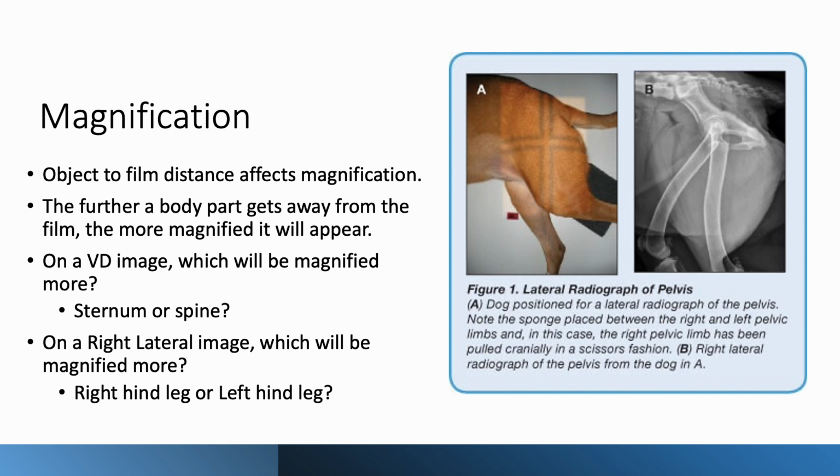What about a right lateral? Which will appear more magnified, the right femur or the left femur? Hopefully you said the left femur. When you're in right lateral, the right side is down against the table, and so the left hind leg is further away from the film and will appear more magnified. And that's what you see in this picture here. So the dog is in right lateral, and you can see that the left femur is caudal, and in picture B, the caudal bone is bigger or more magnified compared to the femur that's more cranial. So that's an example of magnification due to increased object to film distance.